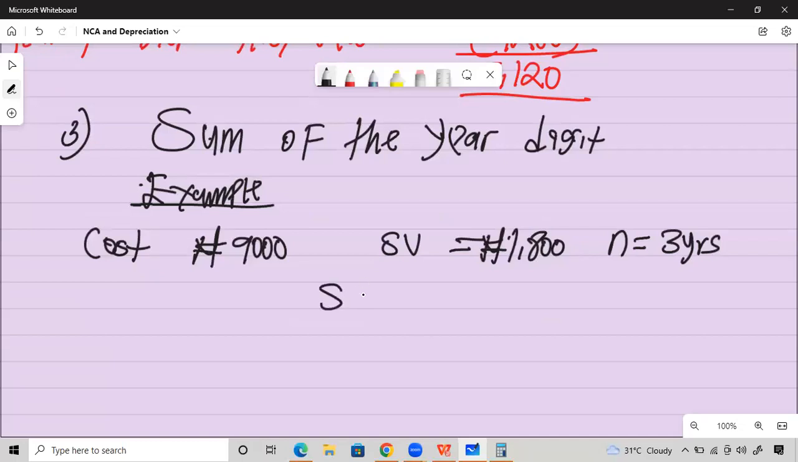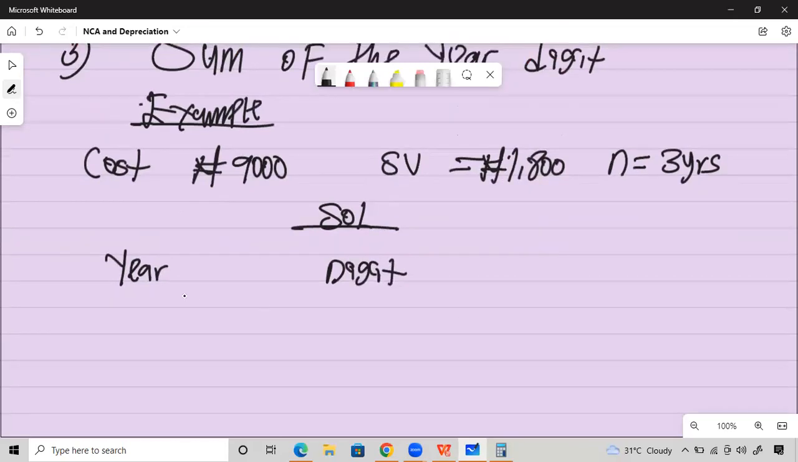What you just say, this is the solution. You first of all say year, then you say digits. How many years are you given? You are given 3 years. So I'll say year 1, year 2, and year 3. The digits will now be in descending order. So I will say 3, 2, and 1. You add everything together, this will be 6.